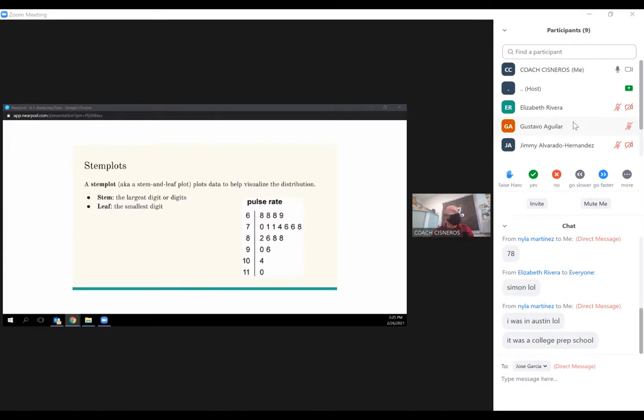For example, the lowest number on this stem plot is 68. The highest number is 110, 1, 1, and then 0. If I wanted to find the median, I could do the same thing. I could cross off the lowest number and highest number, and keep going until I find the middle. So it's definitely possible to find the middle that way. I'm not going to keep going, but that's how you read a stem plot.